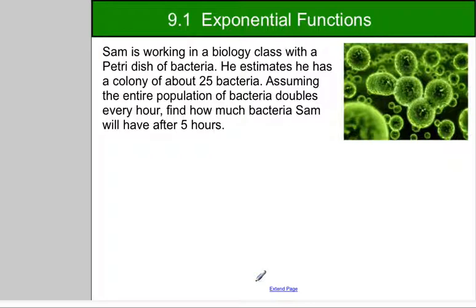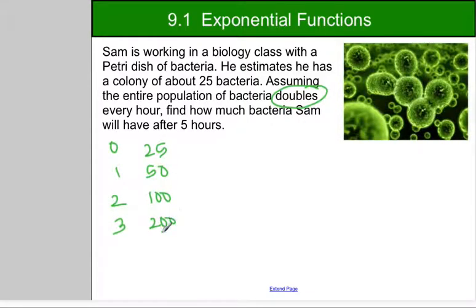Sam is working in a biology class with a petri dish of bacteria. He estimates that he has a colony of about 25 bacteria. Assuming that the population of bacteria doubles every hour, find how much bacteria Sam will have after 5 hours. So at 0 hours, we're starting out, we have 25 bacteria. After 1 hour, if it doubles, we're going to take 25 times 2, which will give me 50. At 2 hours, 50 times 2 will give me 100.